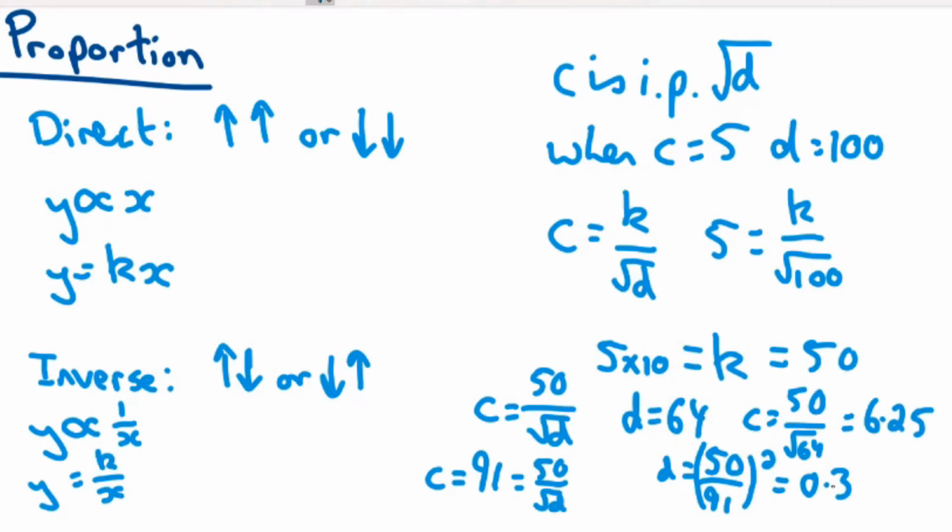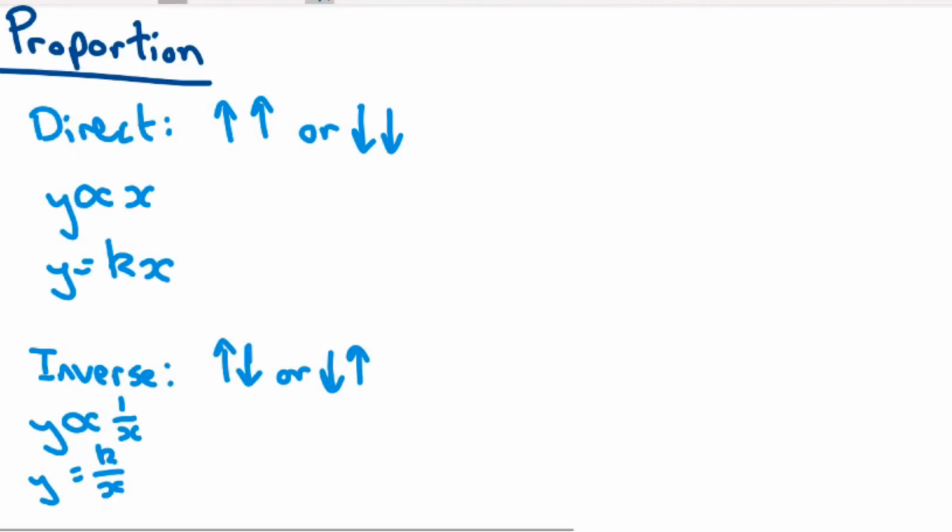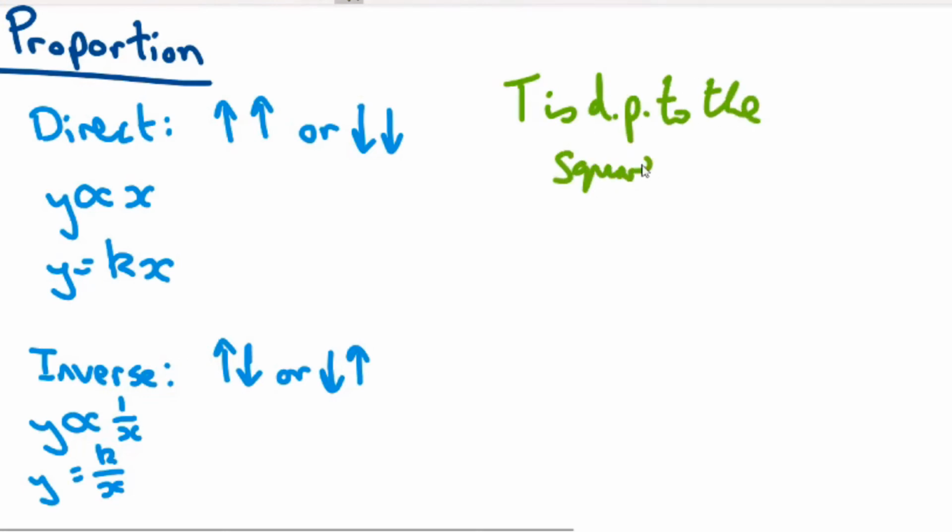If we're all right with that, let's get rid of all of this and give you a practice question. So let's say now that T is directly proportional to the square root of L. Now, L is increased by 40%.